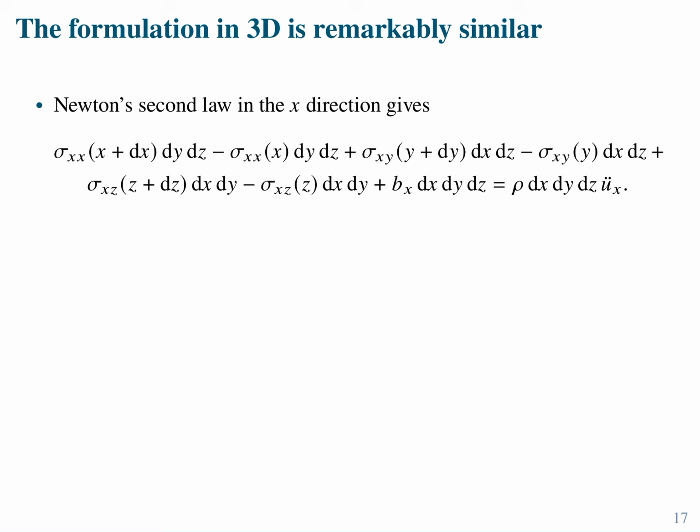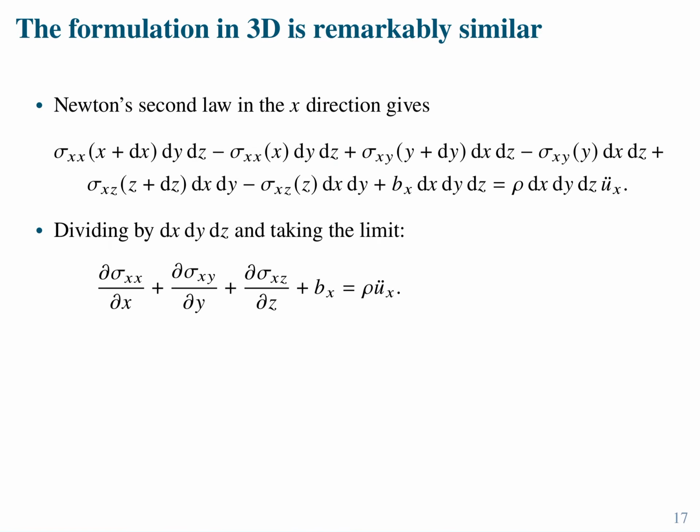If I now take this equation and divide by the volume dx dy dz, and apply the limit as my infinitesimal volume goes to 0, then I get my differential equation in the x direction. It is very straightforward to get the dynamical equilibrium equation in 3D. It's actually the same thing as in 1D, but we obtain one equation. So how many equations do we have? 3. So now we have 3 equations.